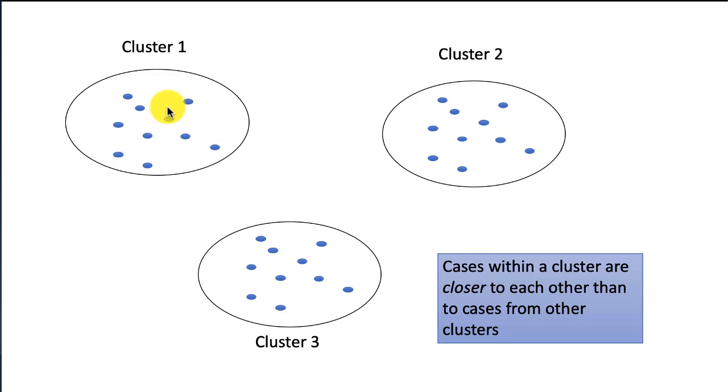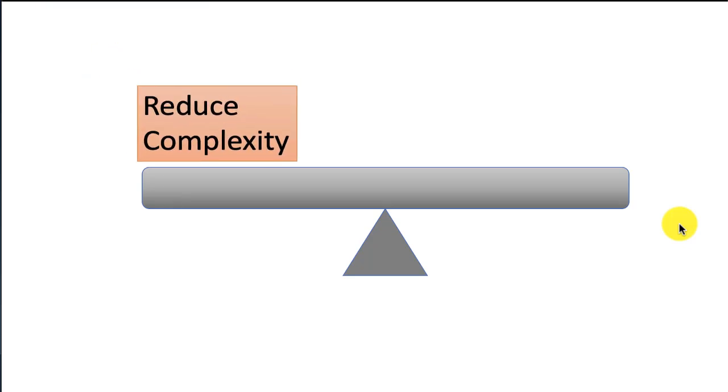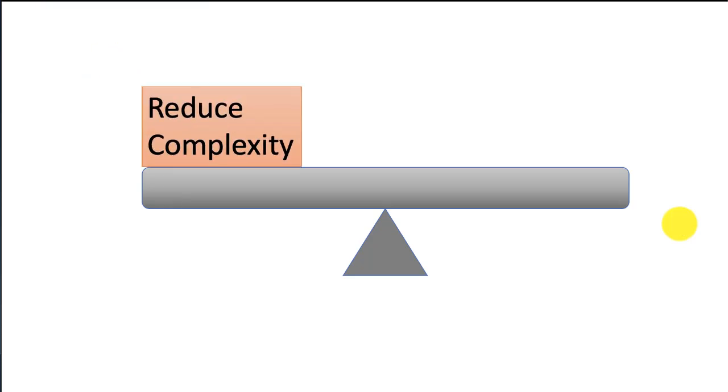Okay, so instead of having, let's say there are a total number of 30 points here, instead of dealing with 30 different cases, you're dealing with only 3 clusters, right? So within a cluster, you can talk about the average value in the cluster as representative of the cluster itself, right? So what you're trying to do is to reduce the complexity by saying, instead of dealing with 10,000 customers, I'm going to deal with 5 clusters, right?